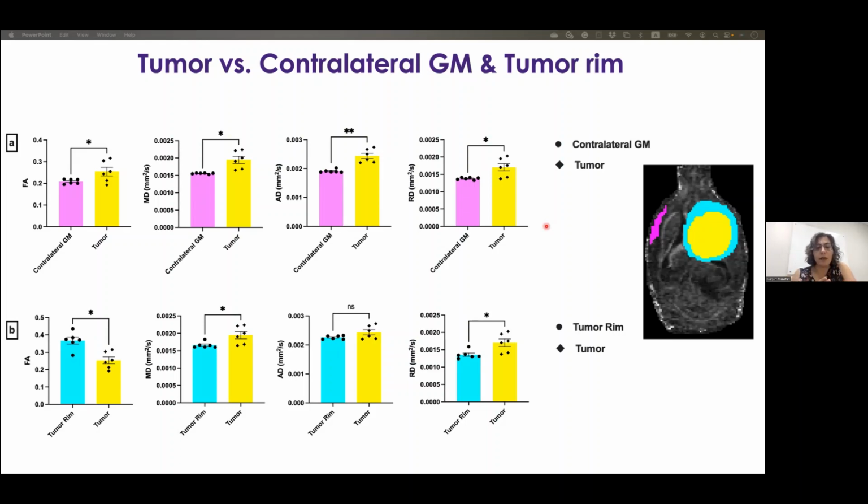Peritumoral edema can be classified as compressed normal tissue, pathogenic edema, and tumor cell infiltration edema. The ability of DTI to differentiate those is still controversial. That's why I call this region rim. So, we need histology to confirm if the rim is edema or not. And the tumor rim was defined as a bright ring surrounding the tumor. In figure B, significantly higher FA, mean diffusivity, and radial diffusivity were found in tumor region compared to the tumor rim.